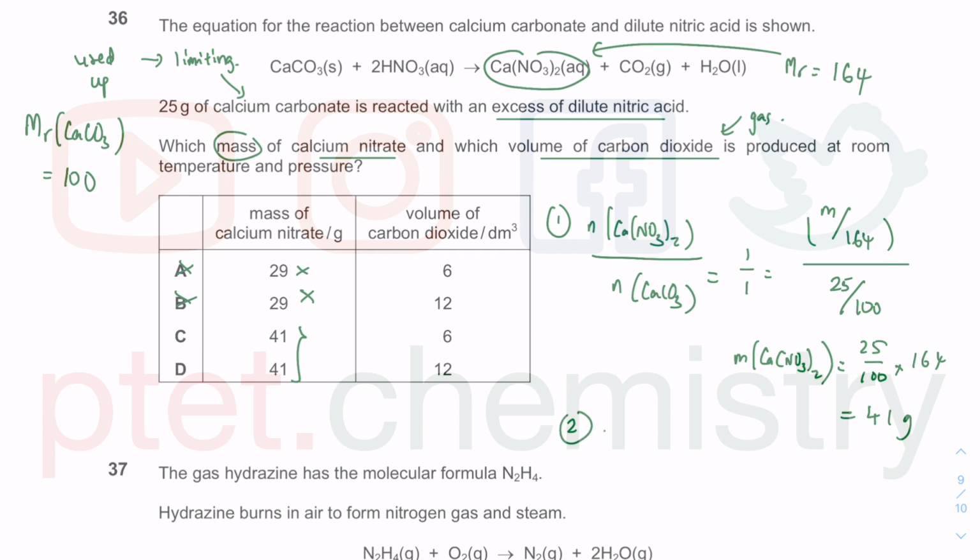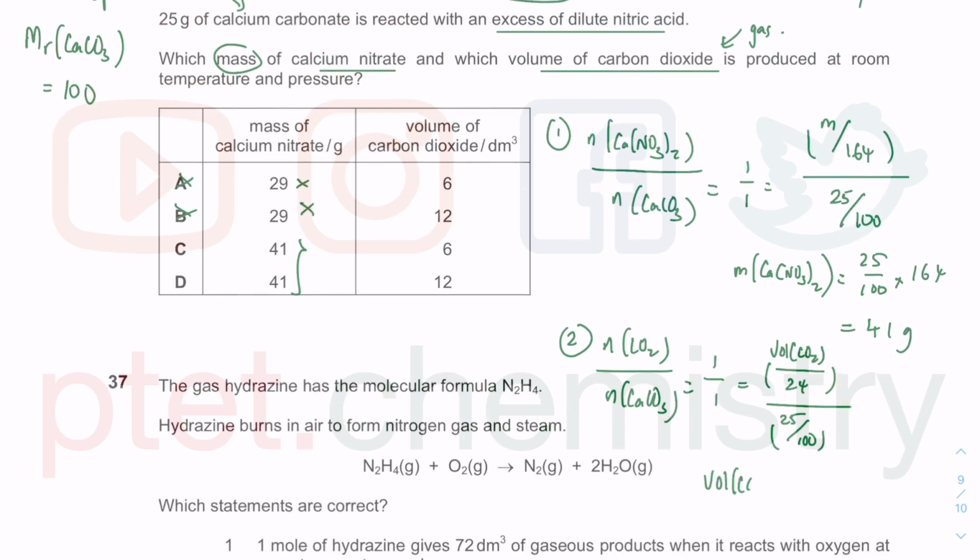And then looking at the mole of CO2 to the mole of calcium carbonate, again, it's 1:1 from the balanced equation. But I've got volume of CO2 divided by 24 is to 25 over 100 for the mass over MR for calcium carbonate. So the volume of CO2 is 25 over 100 times 24. That is 6 dm cube because this was using 24 dm cube per mole. So just double checking, 0.25 times 24, 6 dm cube. So we're looking at option C and not option D there.